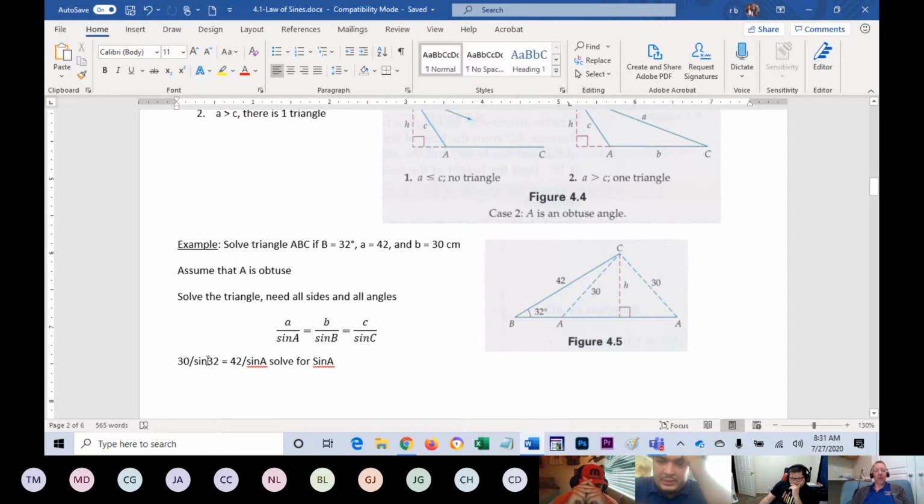Let me just mention one other thing. This might make it a little bit easier. The reciprocals all work as well. So if I did the sine of 32 divided by 30, and the sine of A divided by 42, that makes your math a little bit easier.